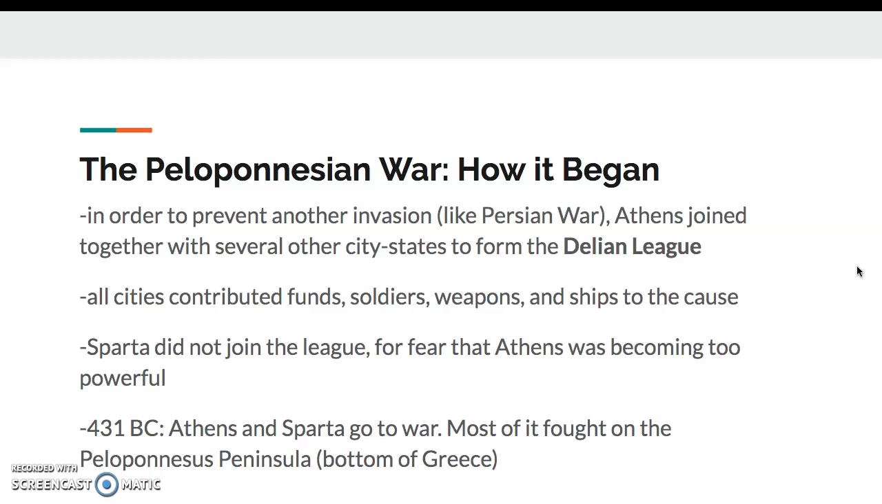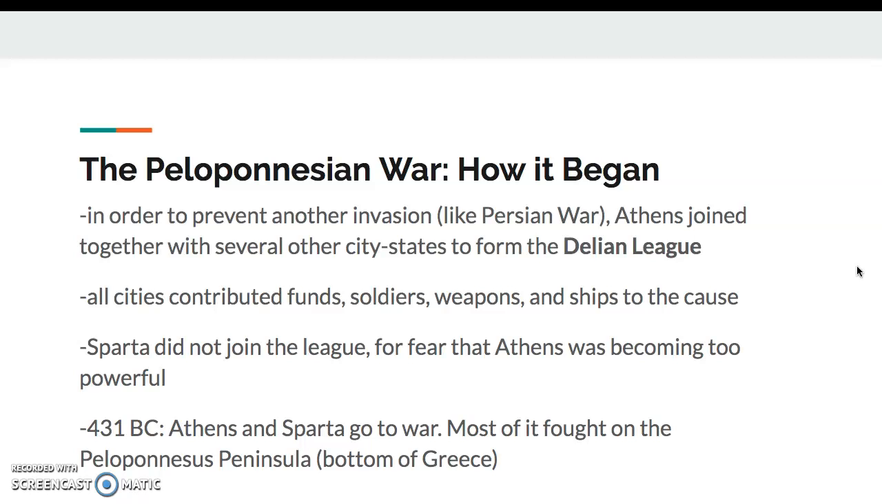In order to prevent another invasion like the Persian War from happening, Athens joined together with several other powerful city-states to form what was called the Delian League. All the cities contributed funds, soldiers, weapons, and ships to the cause in order to keep outsiders from taking them over again or attempting to take over. Sparta was reluctant to join the league because they were afraid that Athens, who kind of organized everything, was becoming too powerful. And this would lead into conflict.